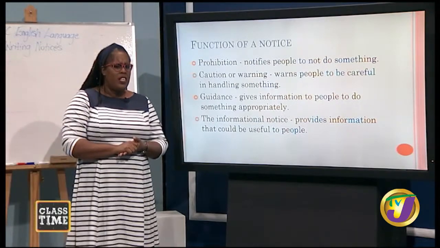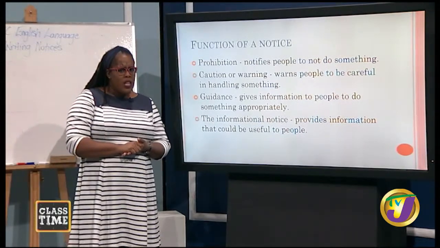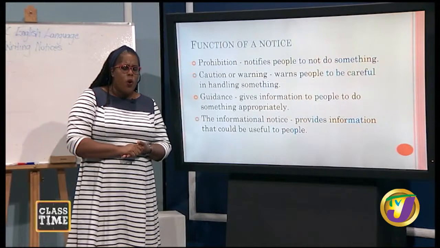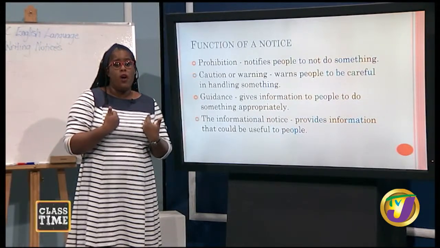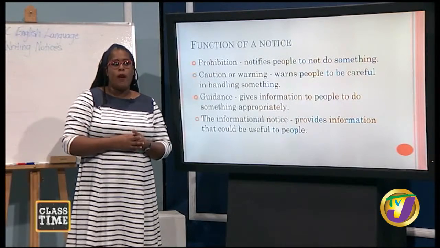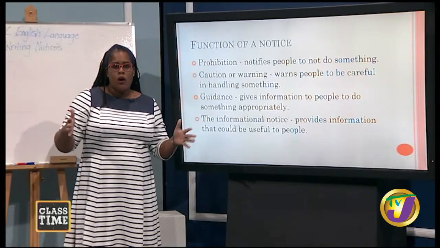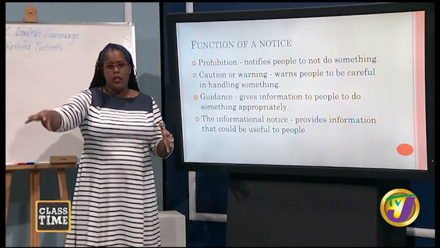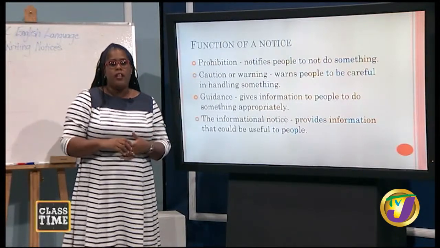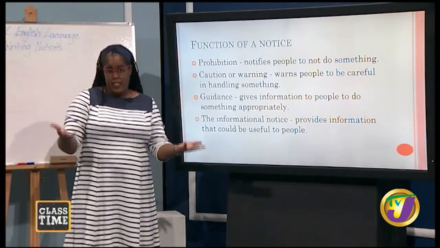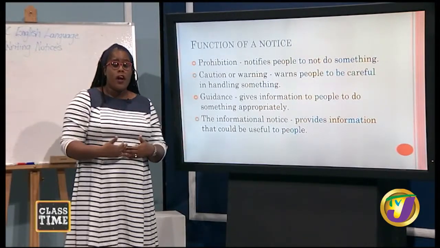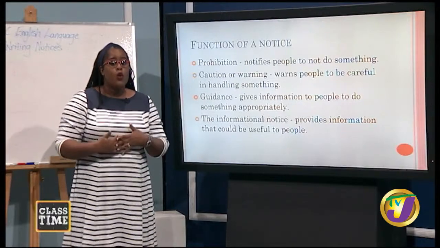Now, where have we seen warning notices? Can you think of any situation where you have seen warning notices? I can think of one. When I'm walking through a mall or something, you have the yellow sign that is there to say, be careful, the floor is wet. That is a notice, because it is giving you a warning. So it would be a warning notice.